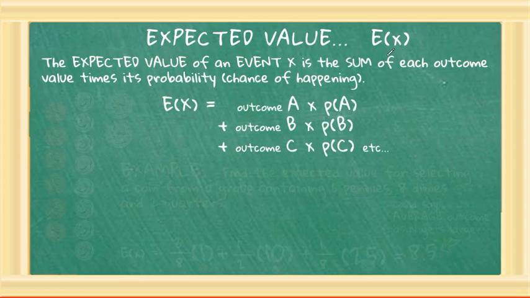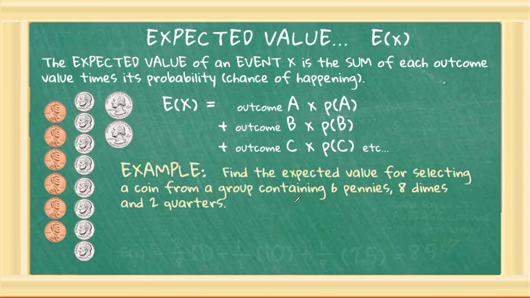So the rule is expected value is each outcome times its own probability. So I've got outcome A times its probability plus outcome B times its probability, outcome C times the chance of it happening, etc. And the example is going to make more sense here. So that's the formula though. Let's look at the example and see if that helps here.